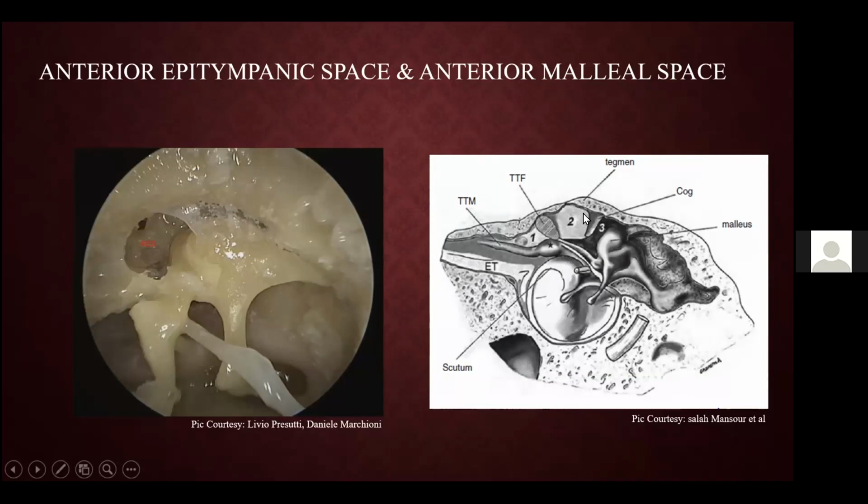That is, a larger anterior space anterior to the cog is the anterior epitympanic space, and a smaller space which is behind the cog but in front of the head of the malleus is anterior malleal space. And these spaces, they are separated from the protympanum by the tensor tympani fold, which you can see clearly in this picture. That's why the attic doesn't get ventilation most of the time, because the fold is complete.